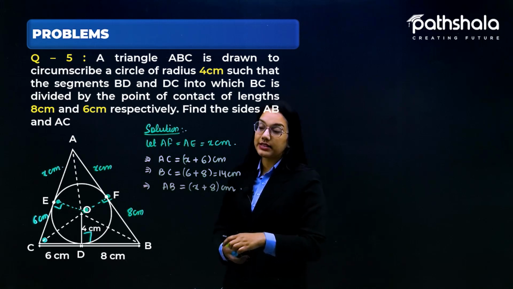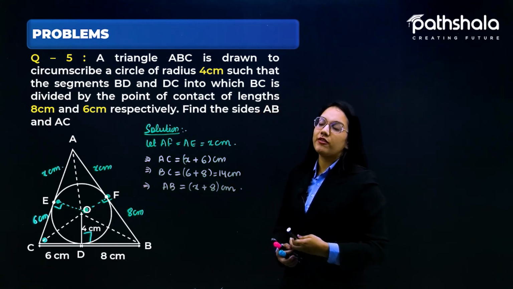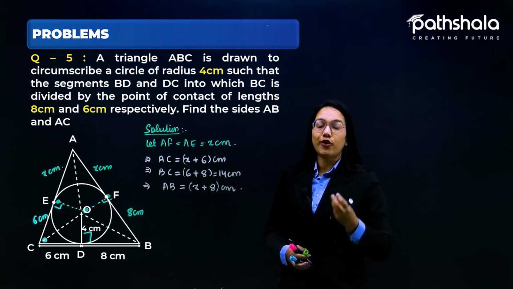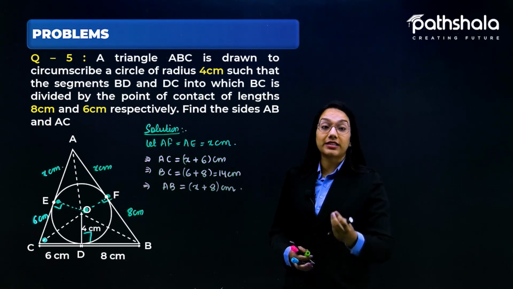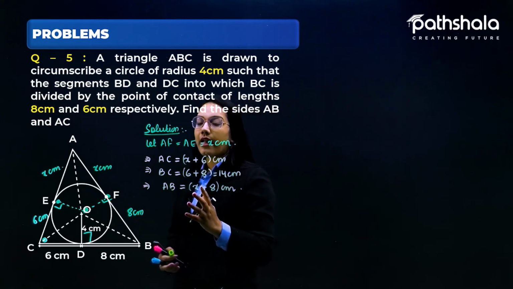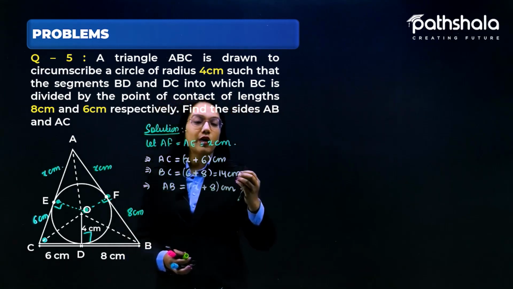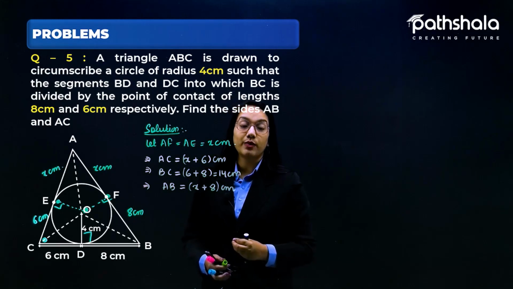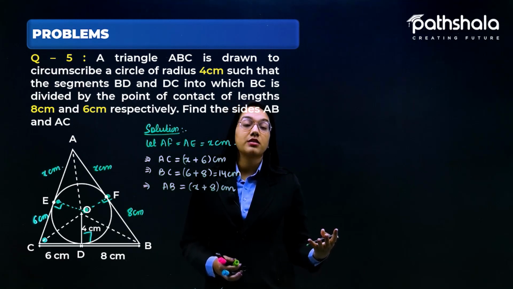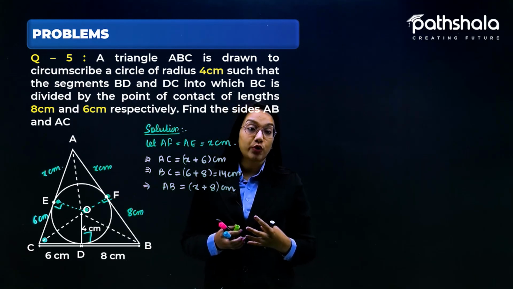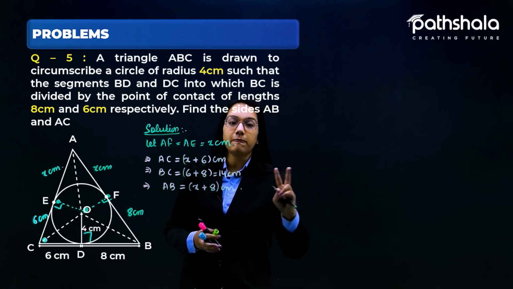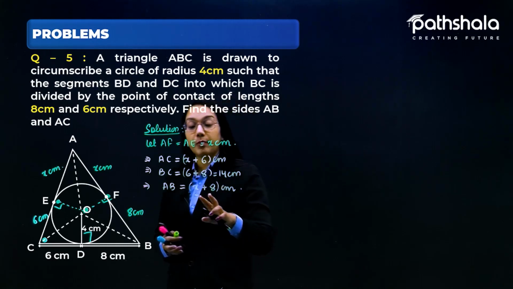Now we have the three sides of the triangle, AC, BC, AB, which are x plus 6, 14 and x plus 8 centimeter. First of all, we want to find the value of x, because if we have the value of x, then we are done. So let us use the concept of the area of the triangle: we know that the area of the triangle is half into base into height, and moreover we can use Heron's formula to find the area of this triangle. From these two formulas, we will find the value of the variable x.